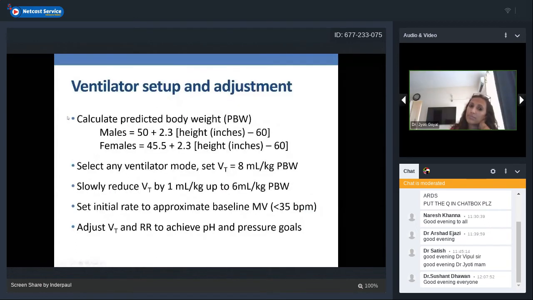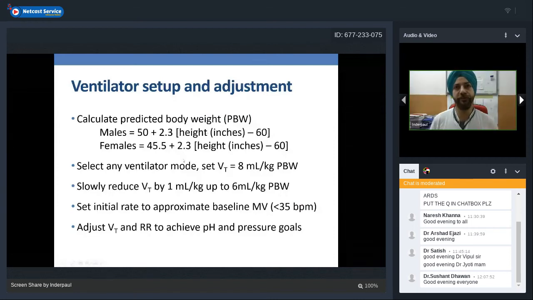So there are methods to calculate predicted body weights, but you could also use the nomograms, which would be provided with your ventilator. So these are the general methods that you can use. We select any mode of ventilation. The crux is that we set a tidal volume of 6 to 8 ml per kg ideal body weight, predicted body weight, and then we either reduce or increase based on how the patient responds.